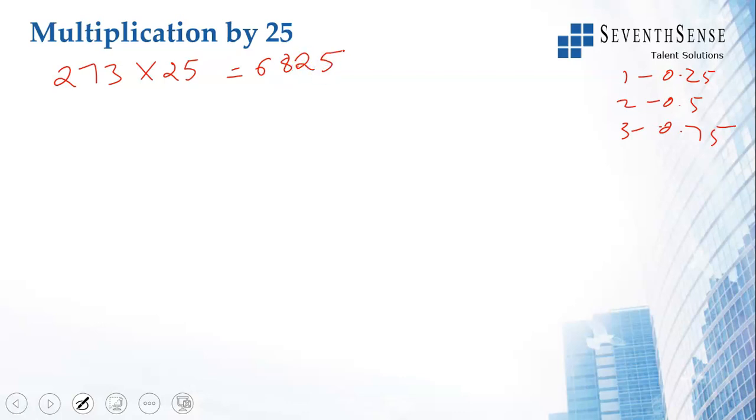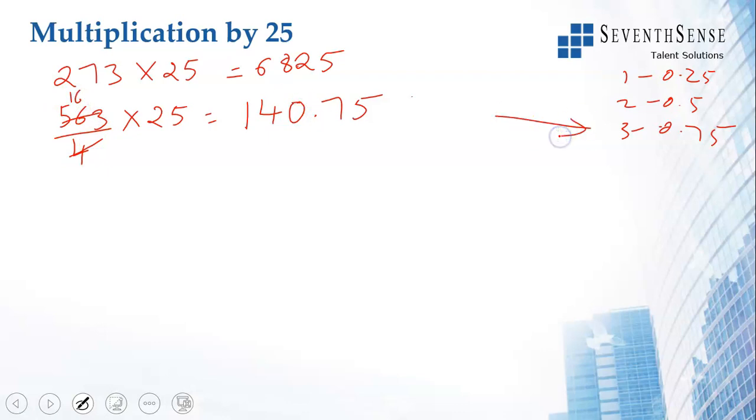6825. If I have to do 563 into 25, I divide 563 by 4. 56 is 14 times, 114, then I have 0.75. Why is it 0.75? This by 4, this goes 16 times, 3 doesn't go, so it is 0, a remainder of 3, meaning you have to do 0.75. So the answer will be 14075.